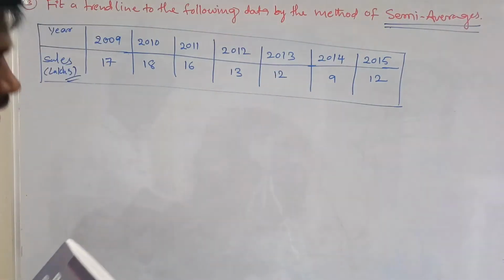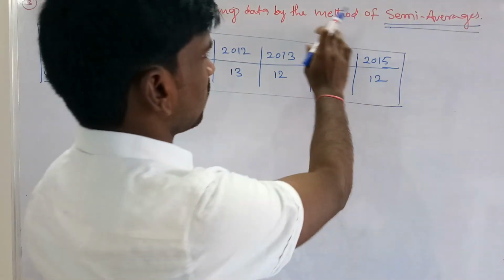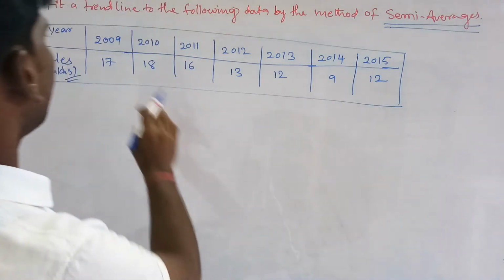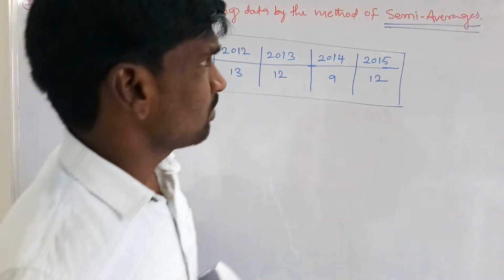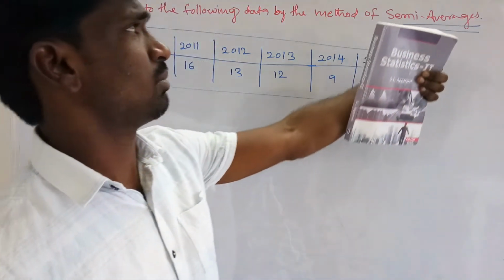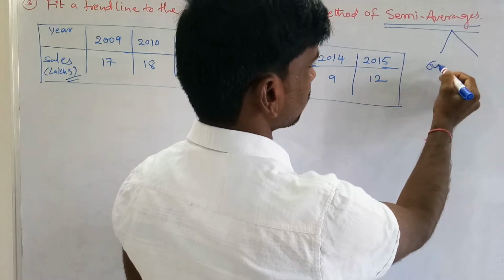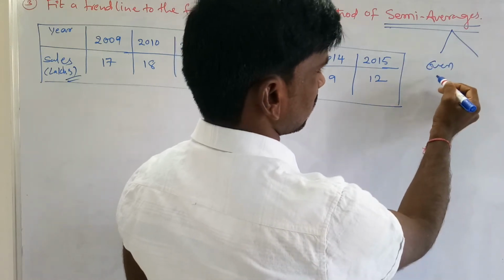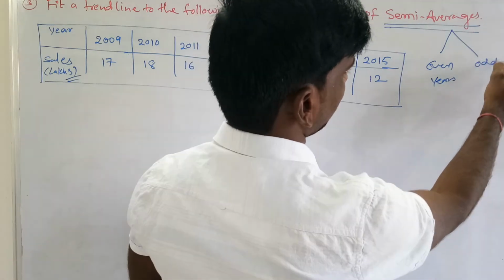Coming to this method, here: fit a trend line to the following data by the method of semi-averages. Here the data is for 2009, 10, 11, 12, 13, 14 and 15. Already we discussed that in this method there are two types of problems: one is even years and the other is odd years, alright?